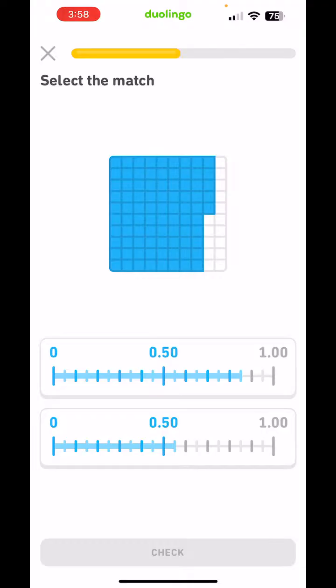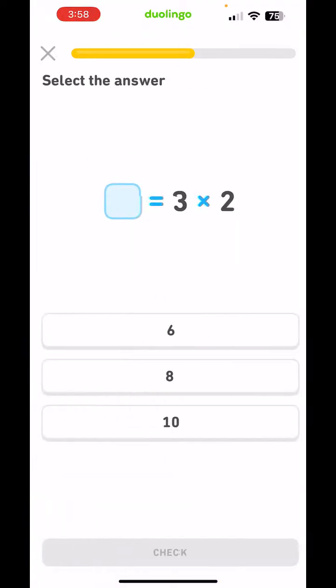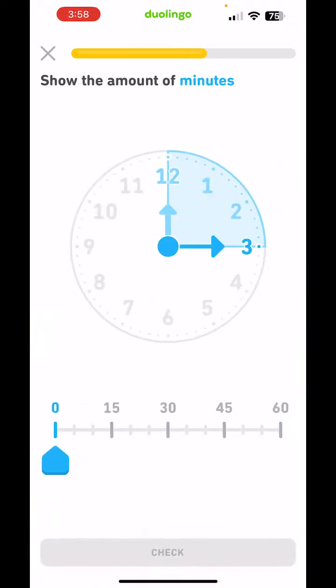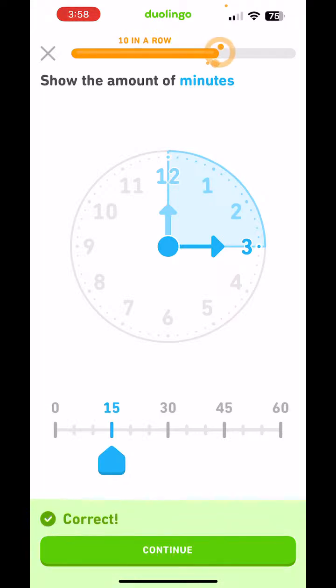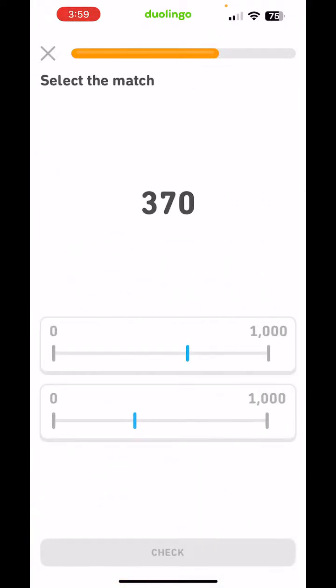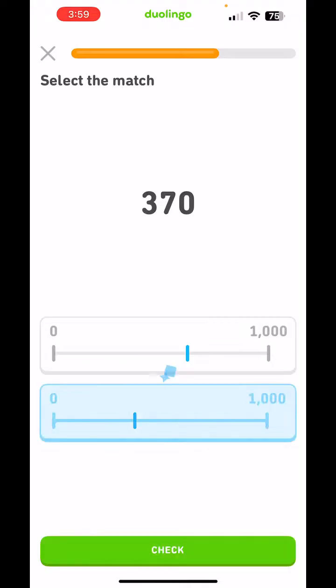We have 985. 3 times 2 is 6. It is the amount of minutes is 15 minutes. We got 10 in a row. All right, 370. That would be, let's see, half of 1,000 is 500. So I would say this is 370 right here.